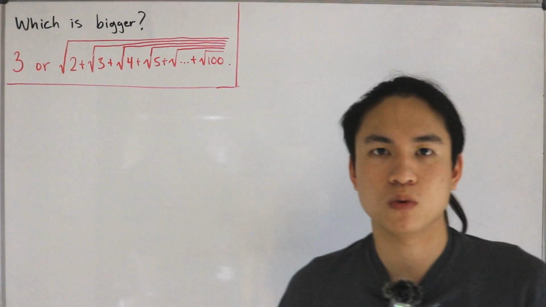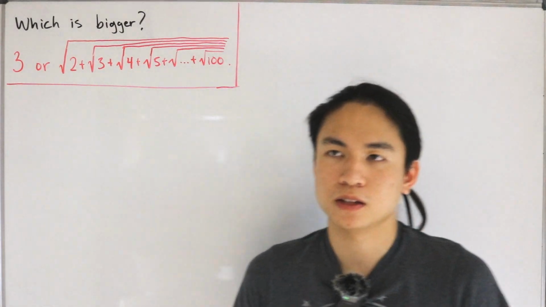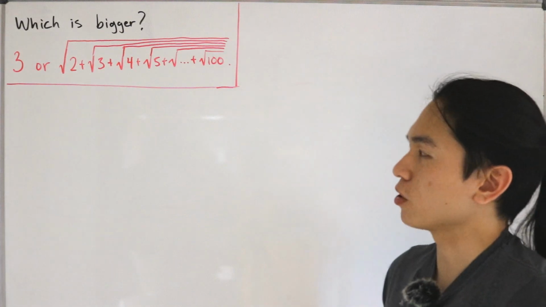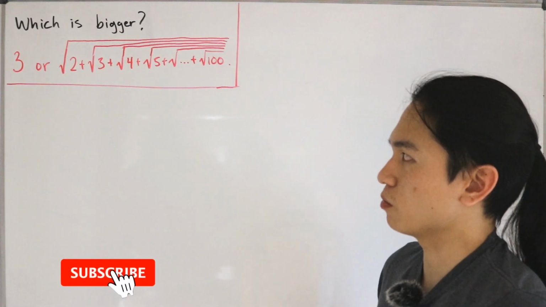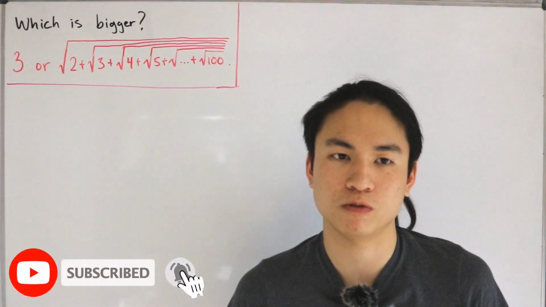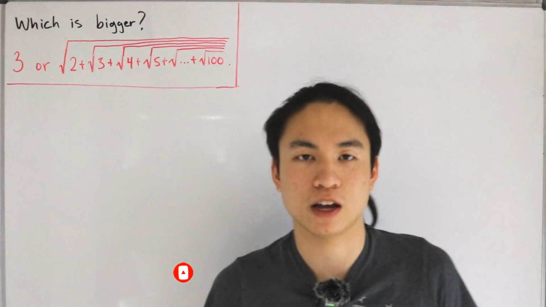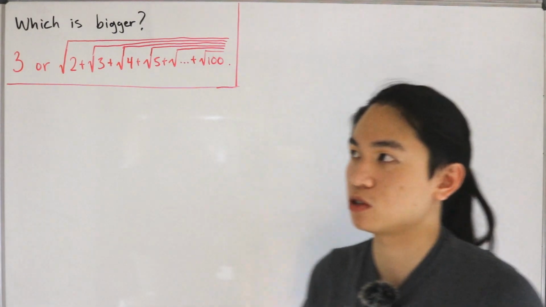Okay, so we'll go back to our video. Today we are going to compare two different numbers. We have the number 3, or the square root of 2 plus the square root of 3 plus the square root of 4, and so on and so forth, a finite nested radical, all the way ending at the square root of 100. And of course the question is, which of these two numbers is bigger?